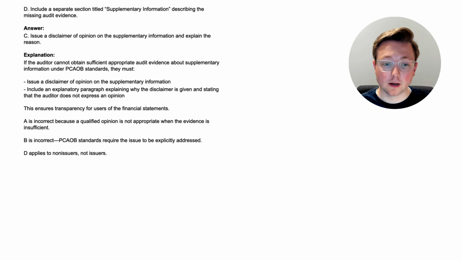Now let's go through the other options. Option A is incorrect because a qualified opinion is not appropriate when the evidence is insufficient. You would do a disclaimer of opinion. Option B is incorrect because PCAOB standards require the issue to be explicitly addressed. They do require you to explicitly say, we couldn't give an opinion because of this. And then option D applies to non-issuers, not issuers. So supplementary information section title, that is going to be for non-issuers.